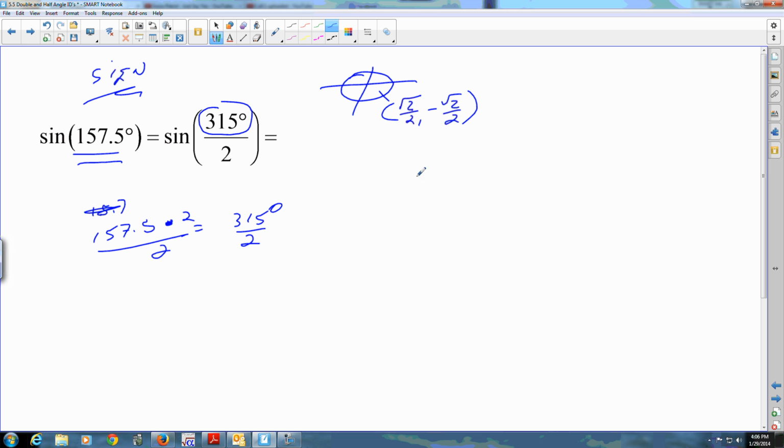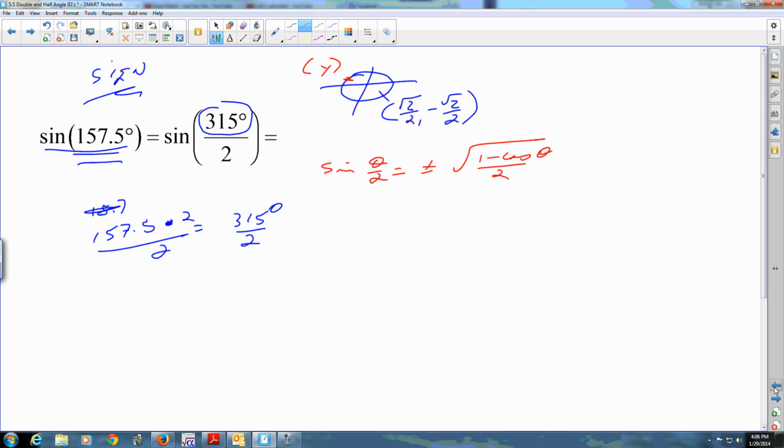I'd like to know what the sine of 157.5 is. 157.5 is hanging out somewhere about there. I'd like to know what the y value is at that coordinate. But I'm going to base it off of this one, using the property that says sine of theta over 2 is plus or minus the square root of 1 minus the cosine theta over 2.